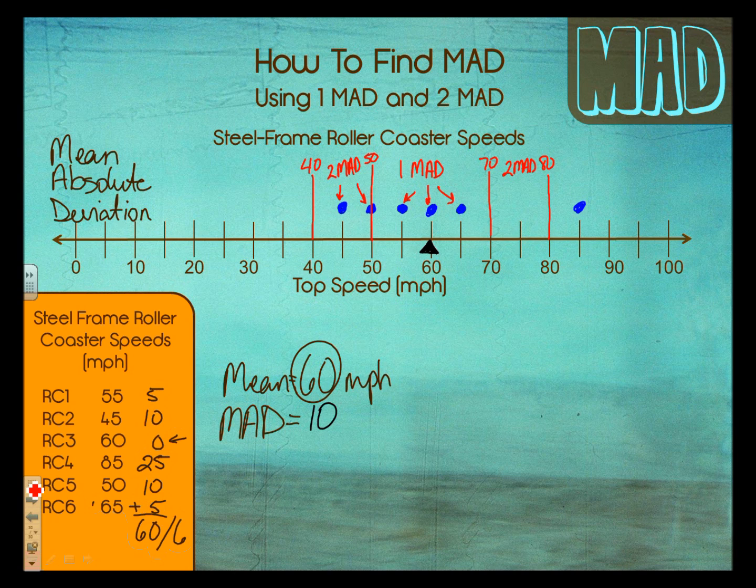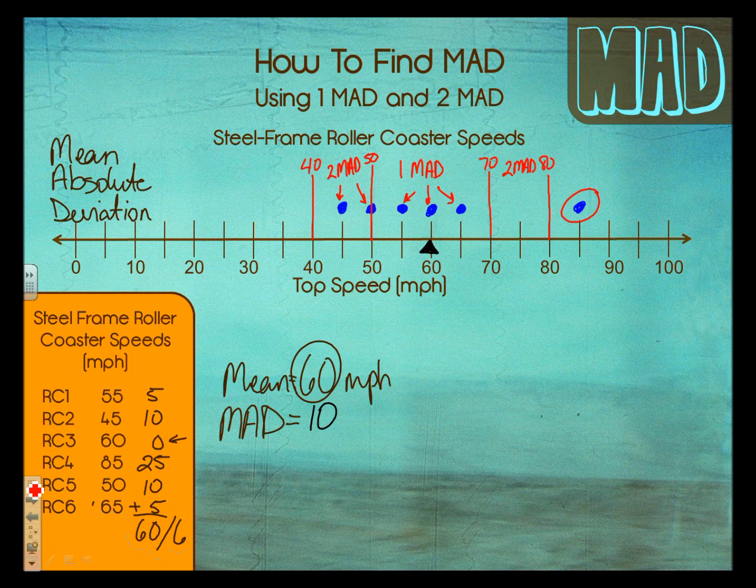This one out here will be called an outlier. And I have a video for that as well, how to find and actually calculate an outlier. Some people think an outlier is just a point that doesn't belong. That's actually not true. It has to be 1.5 times the interquartile range away from all the other points. So we'll make a video and talk about that some more, but we do know that that 85 is outside of 2 MADs, that is not normal. That's a super fast roller coaster in comparison to the others.